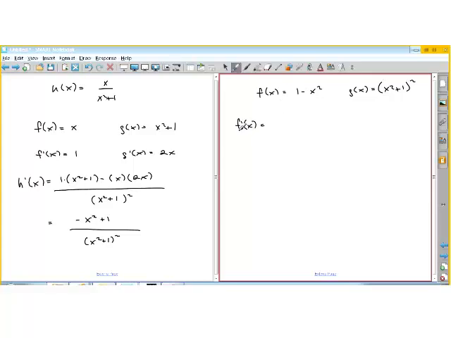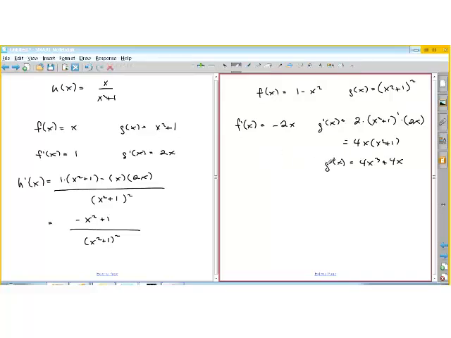So f prime of x is negative 2x. And g prime of x, in this case I'm actually going to just use the chain rule. So what you'll end up with is 2, the exponent, times the quantity in the parentheses, reduce the exponent by 1, and then multiply by the derivative of the object in the parentheses. So what you'll get is 4x times x squared plus 1, which is the same as 4x cubed plus 4x. So that's g prime of x.